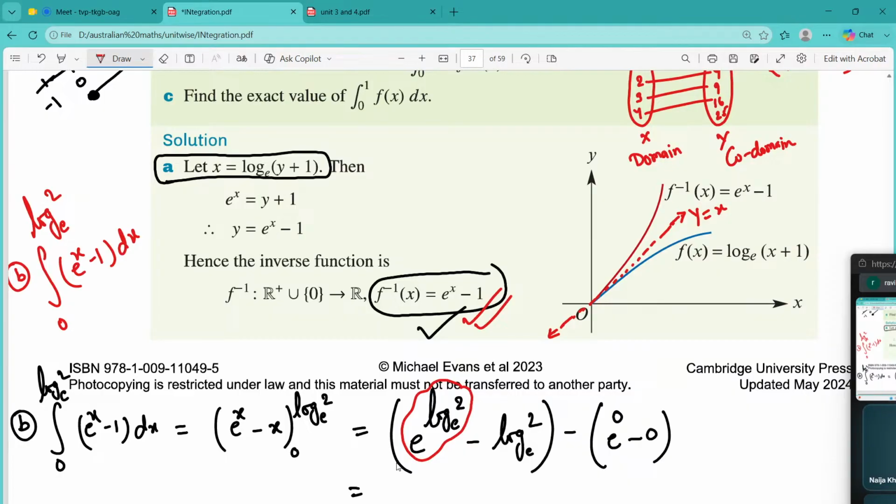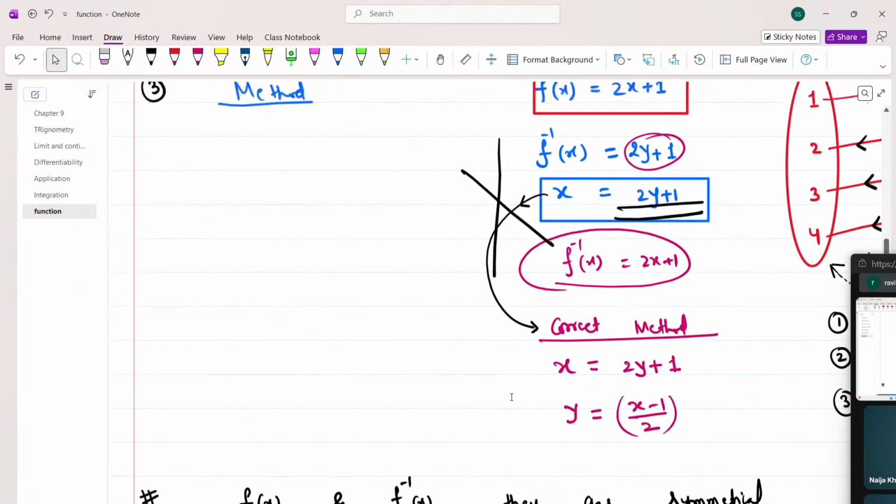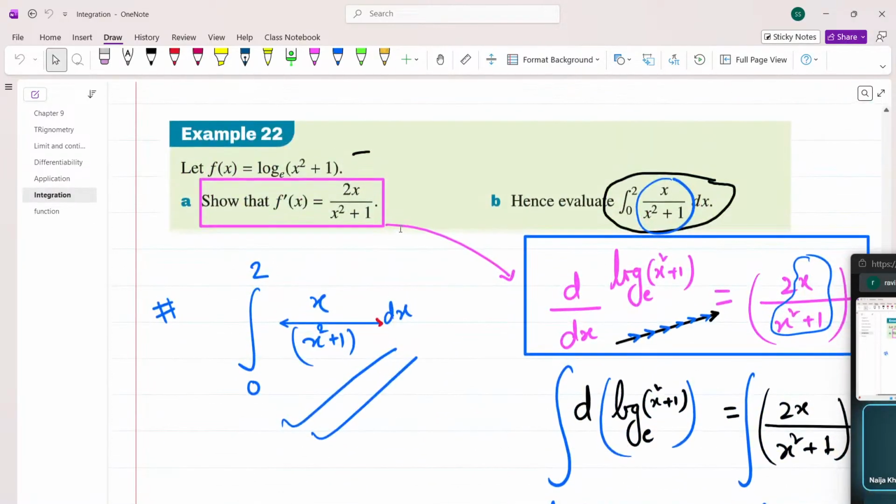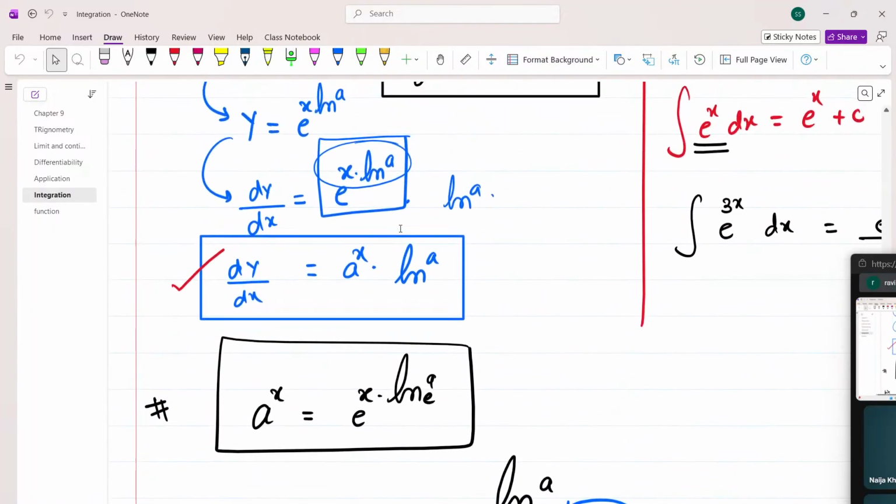What is this? Only this red part, e raised to power log e 2. Write this. We have discussed this many times, in the last class also, when we proved a raised to power x is equal to e raised to power x ln a. If you remember, we discussed a raised to power x is equal to e raised to power x ln a.